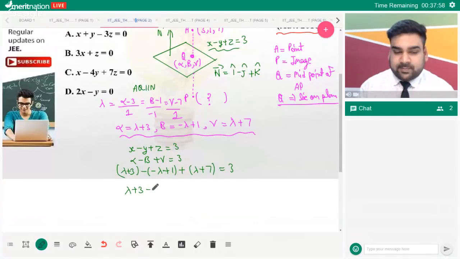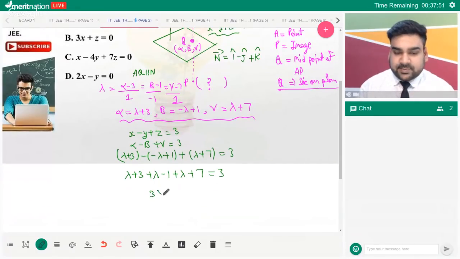Now from this we can easily find the value of lambda. Lambda plus 3 plus lambda minus 1 plus lambda plus 7 is equal to 3. And you will see that 3 times lambda, plus 3, plus 1, plus 7, that's 3 lambda plus 9, equal to 3. And from this you will get the value of lambda. Lambda will come out to be minus 2. After getting the value of lambda, we can easily find the coordinates alpha, beta, and gamma. If lambda is minus 2, alpha will be equal to minus 2 plus 3, so alpha will be equal to 1. Beta will be minus lambda plus 1, so minus of minus 2 plus 1, beta will be equal to 3.